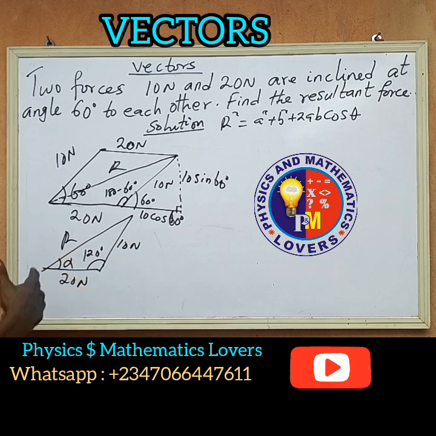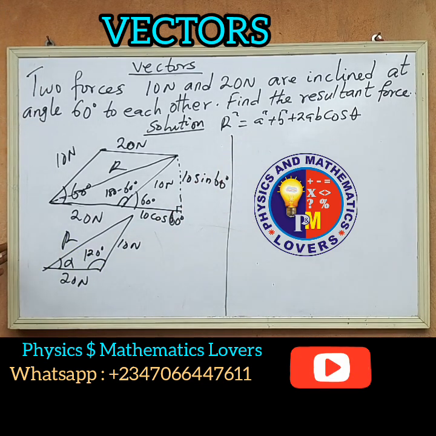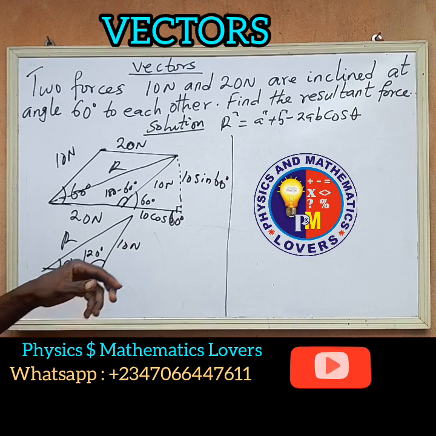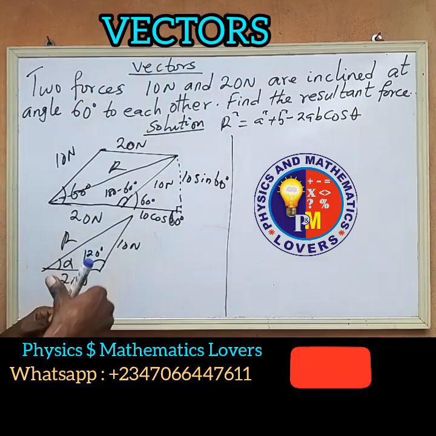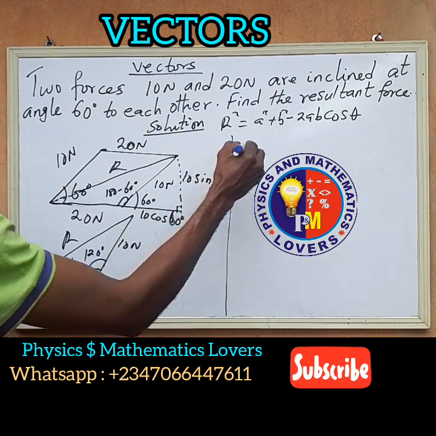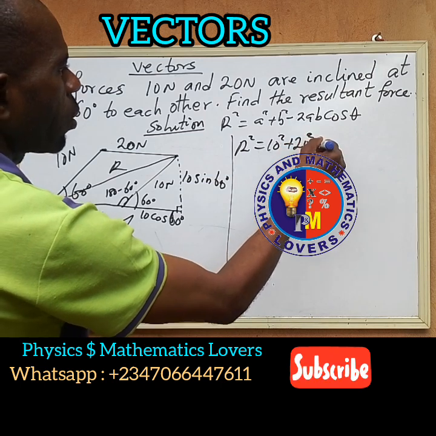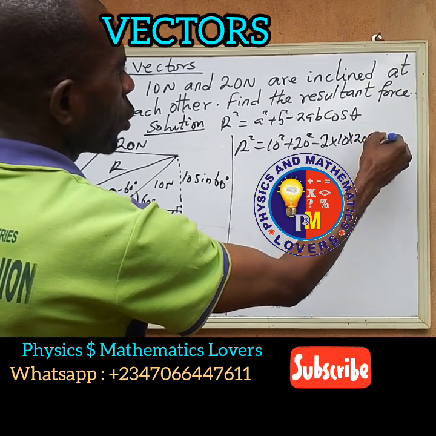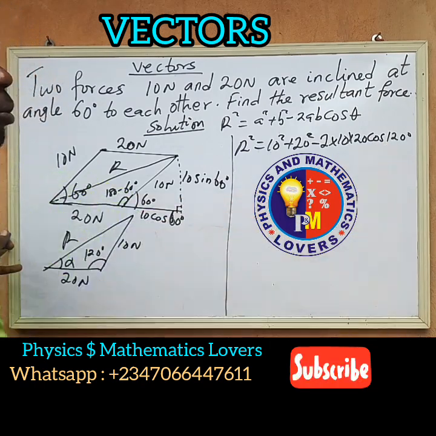So for us to get this, according to the cosine rule, we are going to use the cosine rule that says plus here, it becomes minus, since I am using this angle. If I was to use theta straight, that place will be positive, because at the end of the day, after working, you're still going to see that. So R square is equal to 10 square plus 20 square minus 2 times 10 times 20 cos 120 degrees. This one lies in the second quadrant, so it's negative.